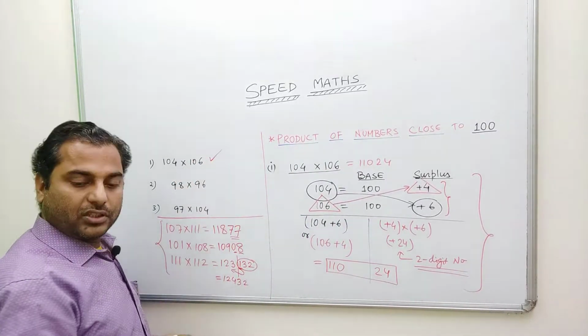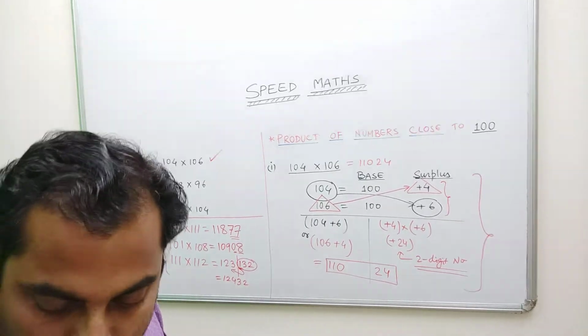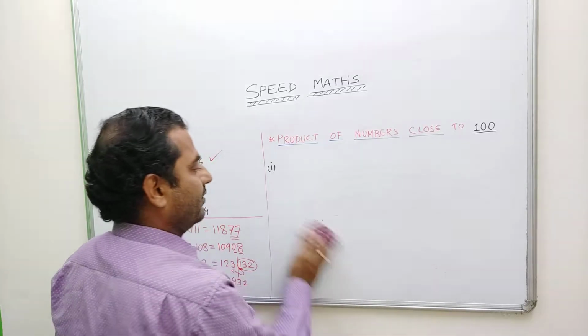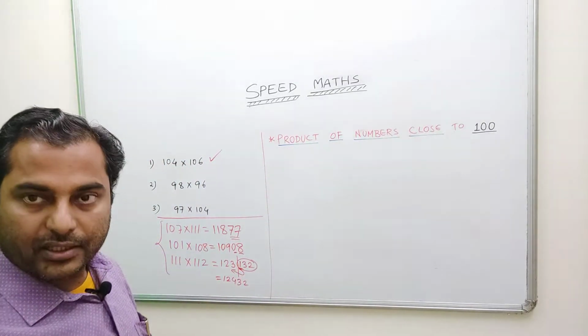Now let us focus on the second case, where both the numbers are less than 100. So I have taken the example of 98 into 96.